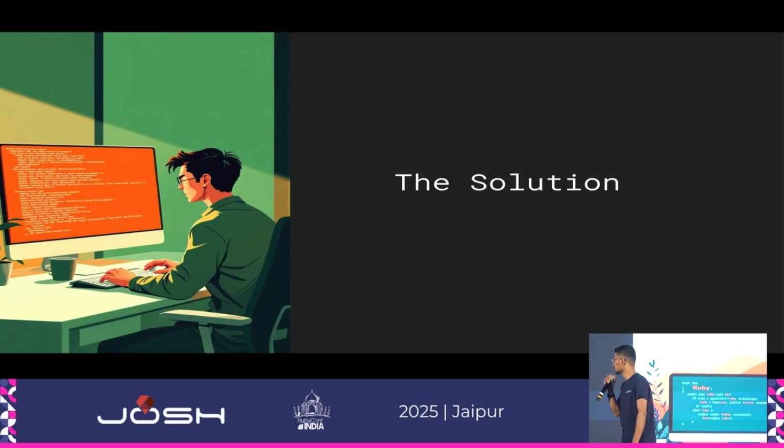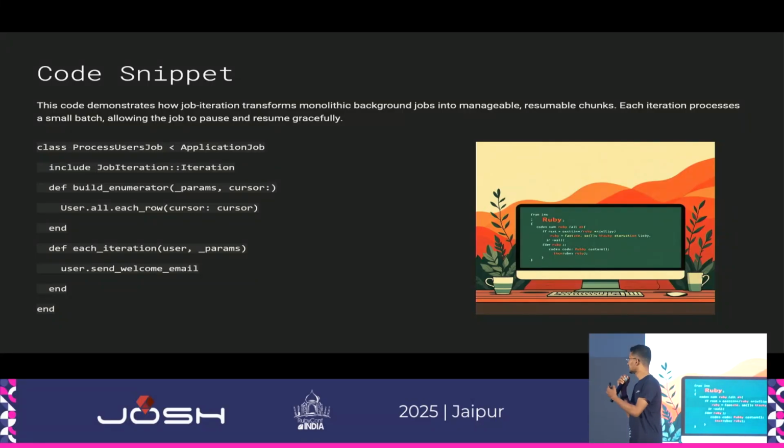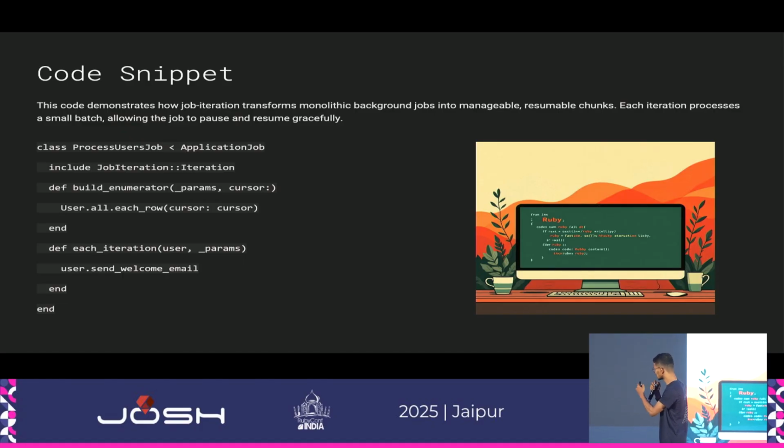Here is the simple normal code for the job iteration, where I include the job iteration in this job, and then there are two methods. First one is the enumerator, and second is each iterator. The first method divides all the users into multiple chunks, and the second method performs the job for that chunk of users. So when any chunk fails, it restarts that chunk only. It doesn't restart the whole job. So that's how the job iteration works.